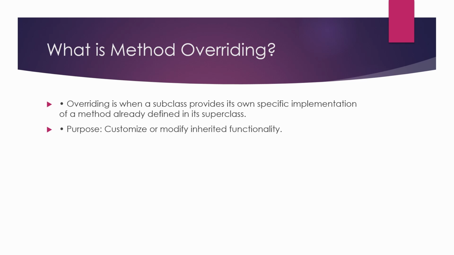Let's start by understanding what method overriding is. In object-oriented programming, method overriding occurs when a subclass provides its own specific implementation of a method that is already defined in its superclass. Essentially, we are replacing the inherited method with our own customized version. This allows us to modify or extend the behavior of an inherited method without changing the original class.